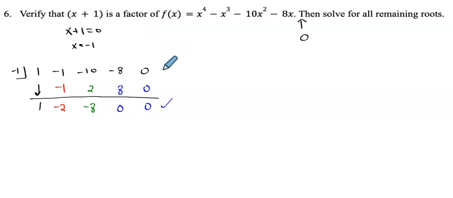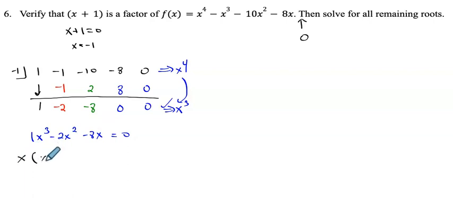All right, so again, this started out as the fourth power, right? So this was x to the fourth, and now this is going to be x to the third, right? So 1x to the third minus 2x squared minus 8x equals 0 to find my remaining roots here. I don't have any other roots, but I do notice that the three terms here all have an x, which is nice. So I'm going to factor out an x, and I have x squared minus 2x minus 8 equals 0.